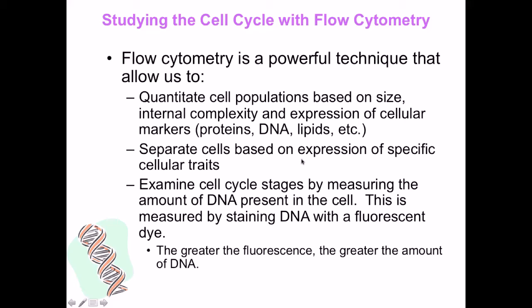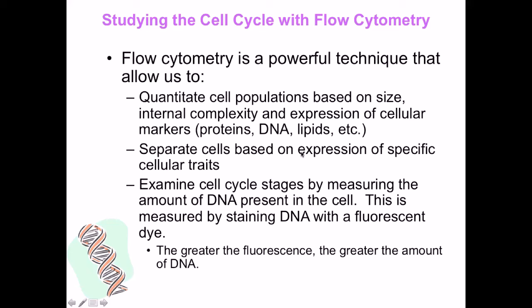Some instruments called sorters are able to allow us to separate cells based on the expression of a specific cellular trait. For example, you can look at a cell that is positive for the expression of a protein and isolate that cell, separating it from a population of cells that is negative for the same protein. Or you can look at cells in the cell cycle, like we're going to do in the lab, and isolate the cells that are in G1 or G2. You can separate them to about 95% purity. So it's a really reliable technique that allows us to do a lot of different samples.